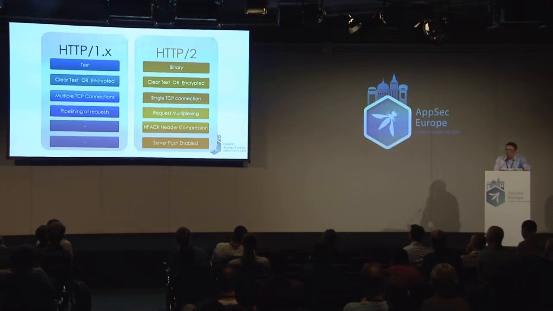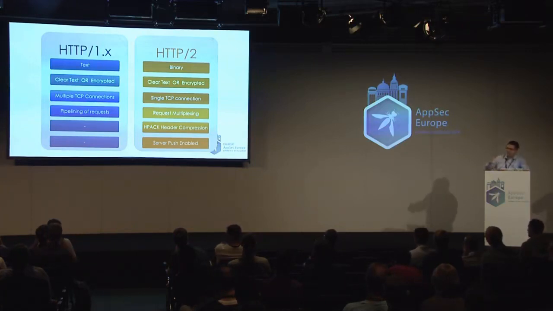So, summing it up, those are the key differences between the two protocols. The 1.x versions are text-based, whereas the second one is a binary protocol. Both could be transmitted over clear text or over an encrypted channel, whereas in the first versions, concurrency was achieved by multiple TCP connections. In the second version, we have a single TCP connection, and requests are interleaved via frames and streams. And 2 new mechanisms that were introduced are header compression and server push.